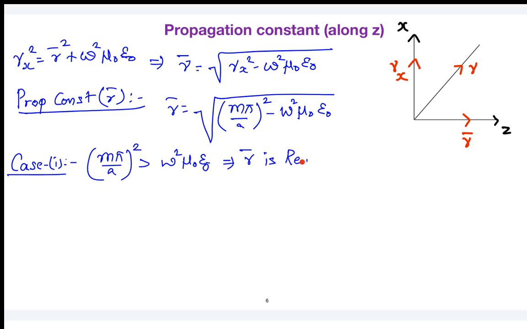Ideally speaking, you know that the propagation constant is in the form of alpha plus j beta. When the frequency satisfies this condition, you get gamma bar as purely real. Is it your desired case? Purely real means it is the attenuation part. You don't want this to happen in a waveguide, isn't it? When gamma bar is real, the wave is going to be completely attenuated, because the real part indicates only the attenuation. So full attenuation will exist.